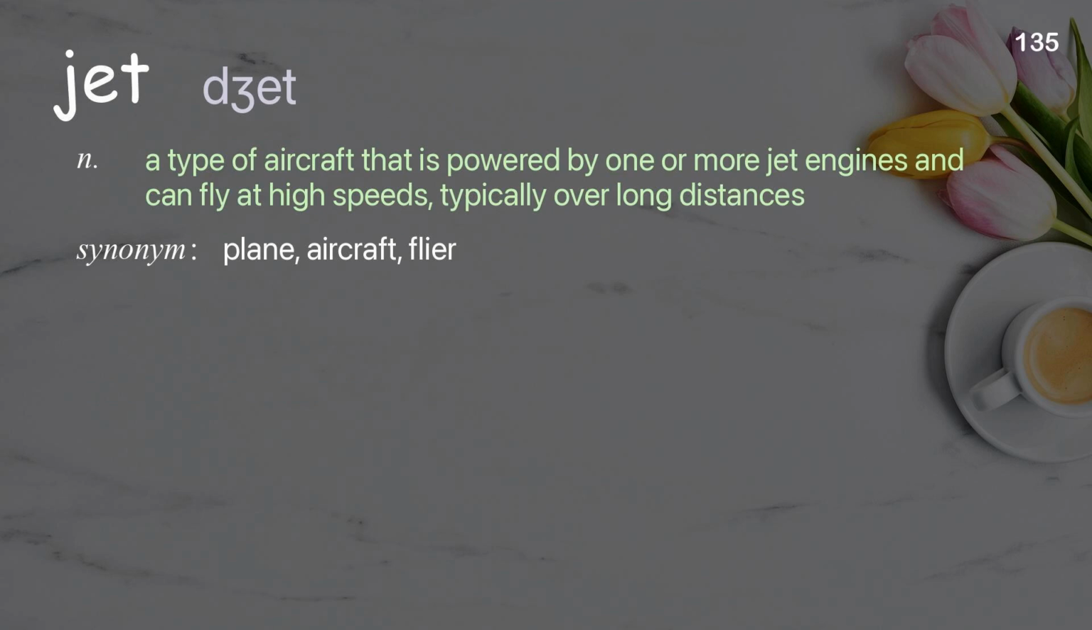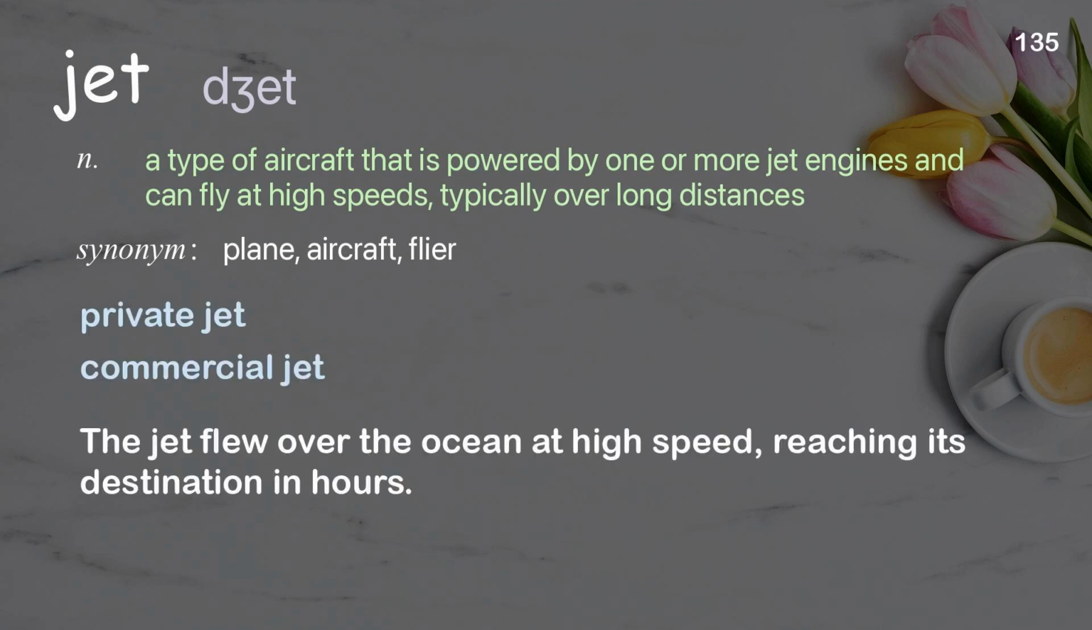Jet. A type of aircraft that is powered by one or more jet engines and can fly at high speeds, typically over long distances. Examples: Private jet. Commercial jet. The jet flew over the ocean at high speed, reaching its destination in hours.